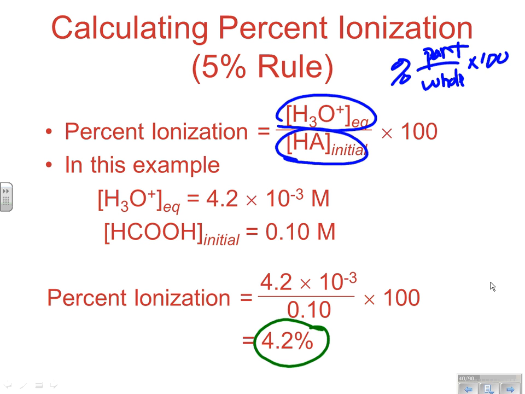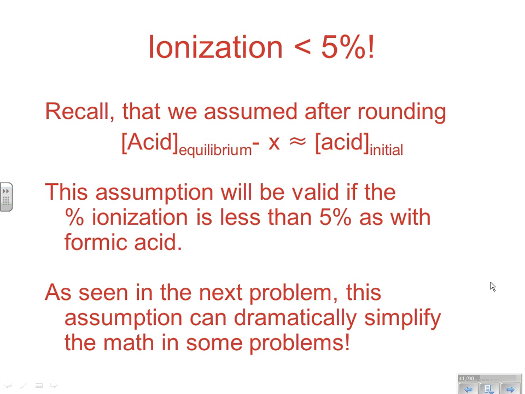How it works out is that every single time your percent ionization is less than 5%, based on sig fig math, when you do your subtraction, it'll end up rounding out. So therefore, you can ignore it, and you can ignore it every single time that happens. So whenever your percent ionization is less than 5%, it ends up being able to be ignored, and we're going to end up using that. So the basic idea here was acid at equilibrium minus X equaled the same thing as the acid at equilibrium in rounding. That's always going to happen when the percent ionization is less than 5.